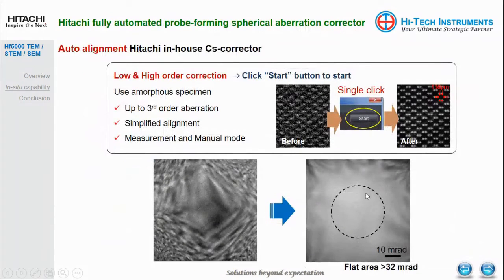So yep, and this is how the auto alignment by the Hitachi in-house CS corrector can be done. So it's actually by just one click. You see that even like an atom here for this sample, it is a silicon sample. Without CS corrector, you only can see this one thing, but with the CS corrector and with this ease of use single alignment by one click, you can resolve the two atoms within one lattice. So this is how it is after correction.